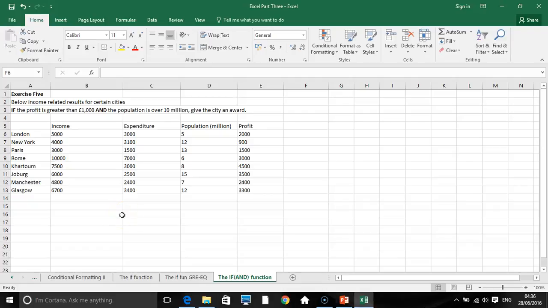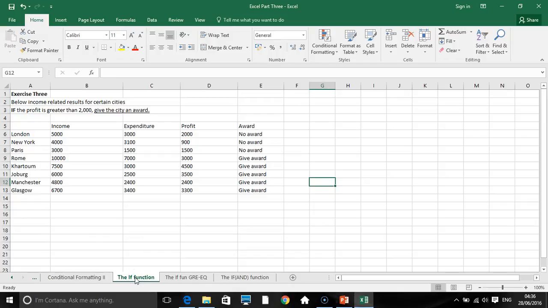Okay, so exercise 5, the last exercise in this series of lectures. Now, when we're talking about the if function, and this other one, the if function being greater than or equal to 2000, there was one condition. So it was if the profit is greater than 2000. This is the same condition, just that we're including 2000 in that one single condition. Give the city an award.